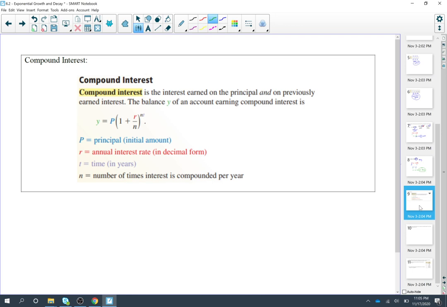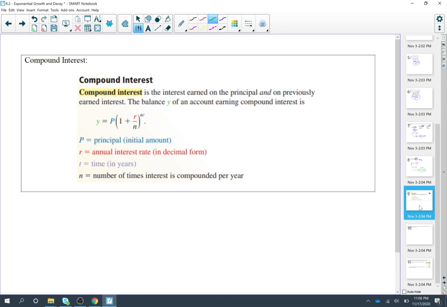The balance y of an account earning compound interest can be modeled by this function. So y equals p, which they're telling you is the initial amount of money you put in, times 1 plus r over n. R is your annual interest rate written as a decimal. N is the number of times the interest is compounded per year.